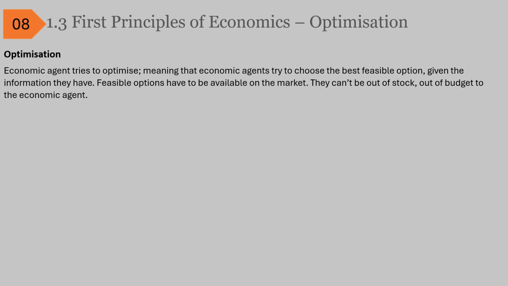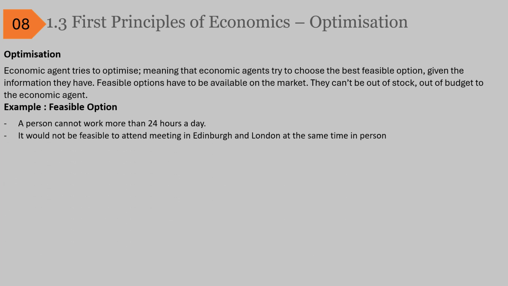If you have a budget of £5 and the product you're trying to get is £10, you wouldn't be able to buy it, and thus it would be out of budget and it wouldn't be a feasible option to have. Again, it can't be out of stock. If it does not exist on the market physically, then you're not going to be able to buy it. So an example of a feasible option could be that a person cannot work more than 24 hours a day. We obviously have 24 hours a day on this planet. So it's safer to say that we won't be able to work 25 hours or 26 hours a day.